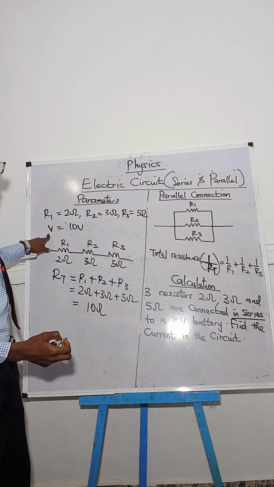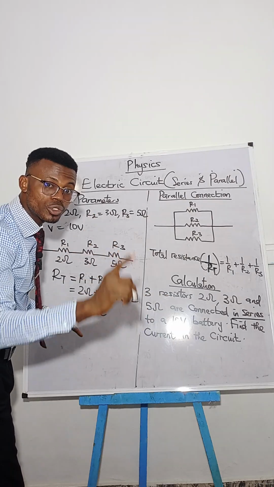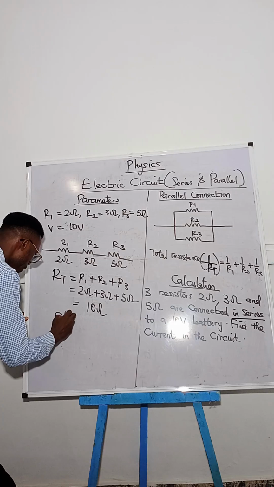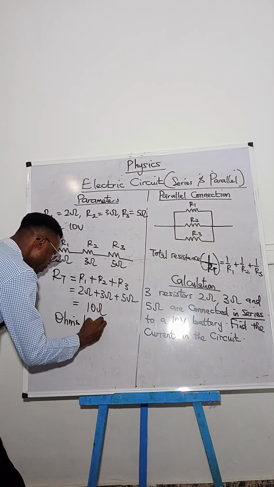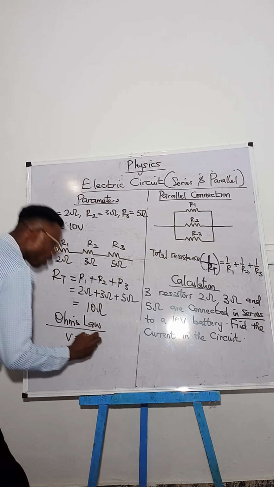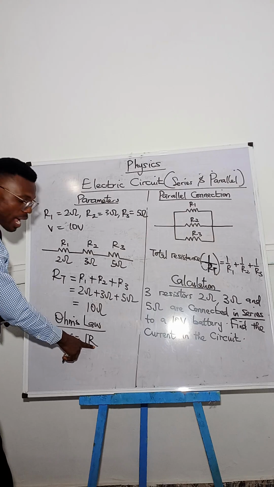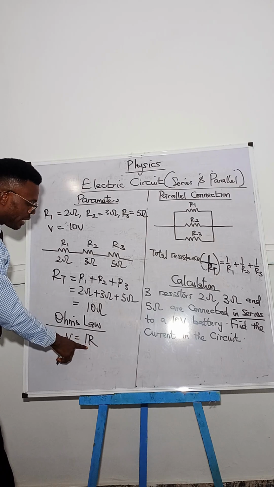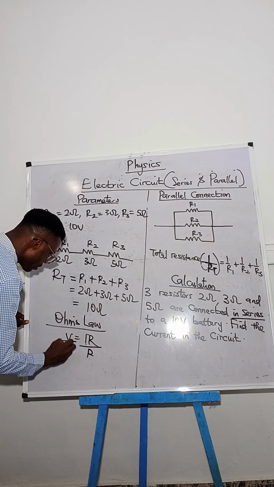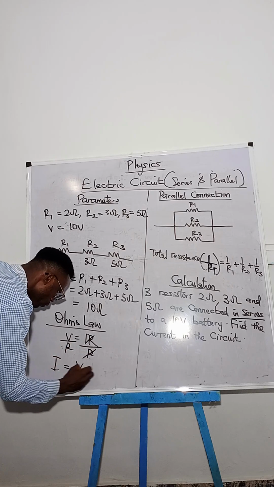Now we're given that the voltage is 10, and we're asked to find the current. How do we get the current? From Ohm's law. Ohm's law tells us that V equals I R, where V is your voltage, I is your current, and R is your resistance. If I make I the subject of the formula, I have that I is equal to V over R.